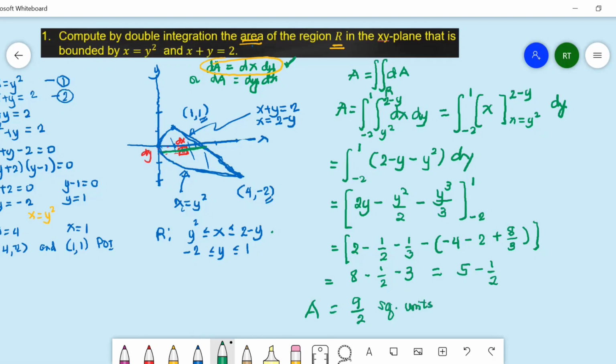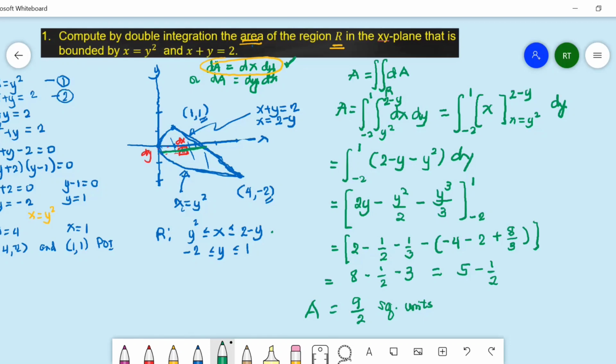Now, we can actually interpret this also. 9 over 2 cubic units is the volume of the solid bounded by the region R, and the height of the element, or the height of the solid, is 1. Now, if we recall what we had in module 2, finding the area bounded by curves, this is similar to finding the area using the horizontal element.